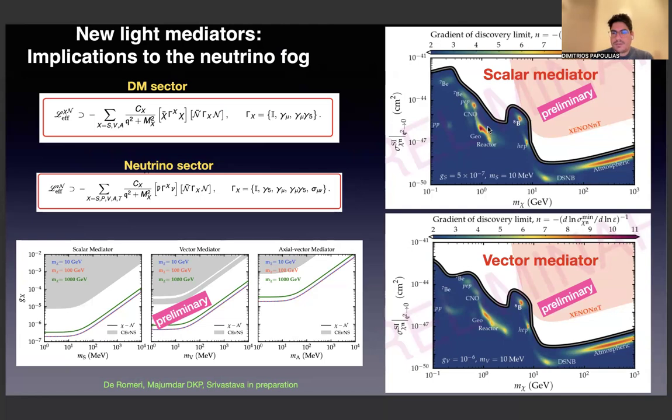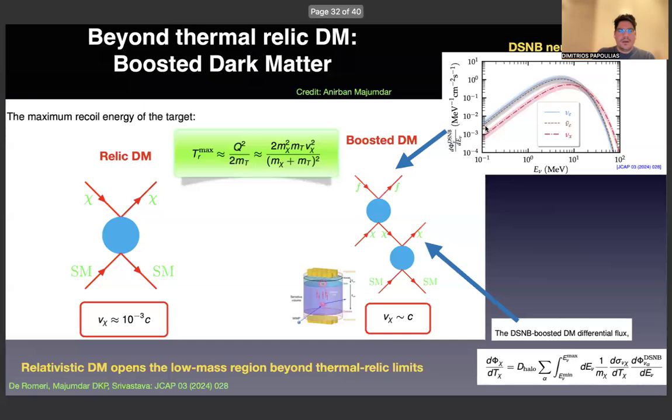So we find this very important and very interesting because in a future experiment with further low energy, low threshold energy capabilities, this will become a serious concern. Another idea beyond the typical thermal relic dark matter is the following.